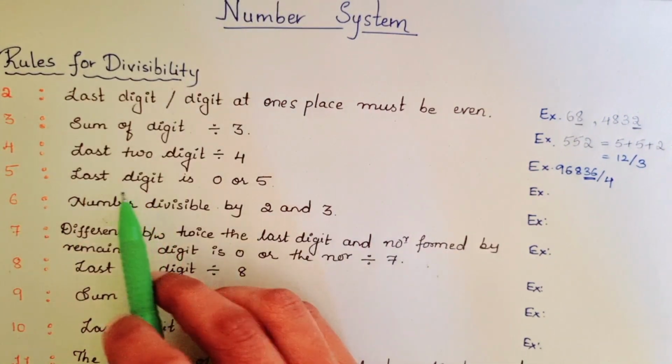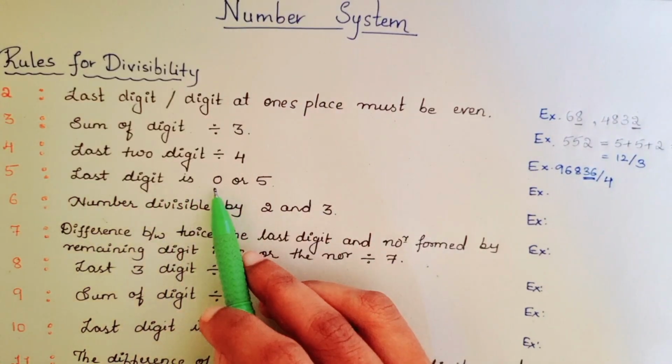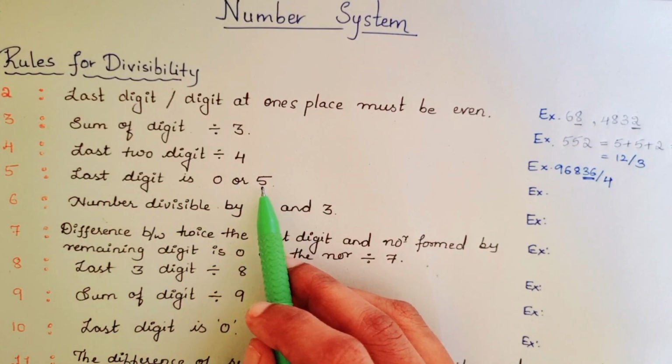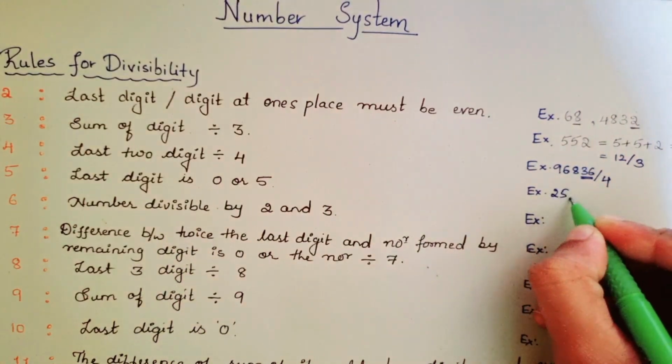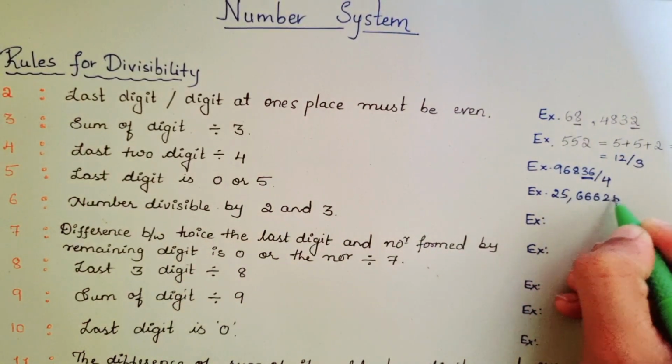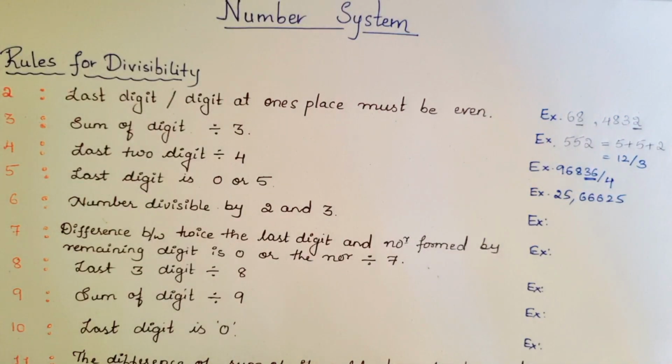Next is divisibility of 5. It is very easy. If the last digit is 0 or 5, then it will be definitely divisible by 5. Example 25, 66625. These numbers are all divisible by 5.